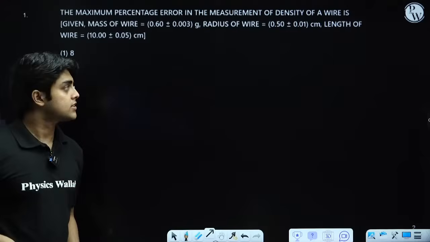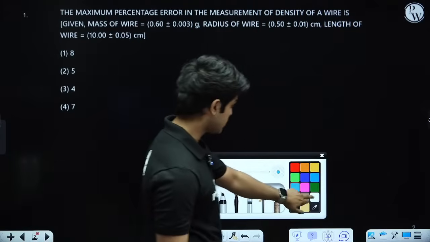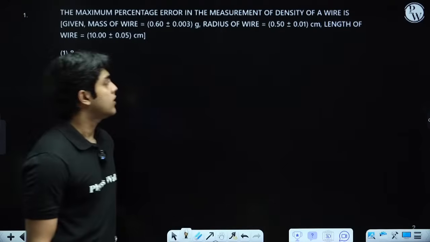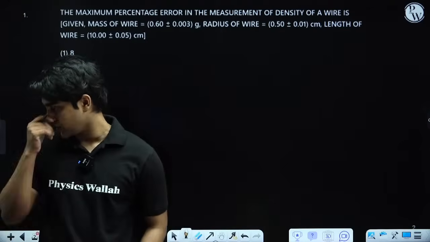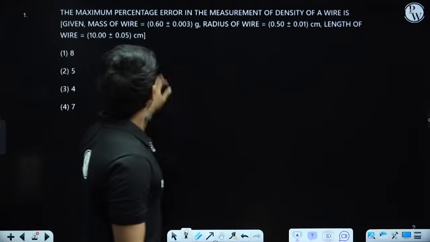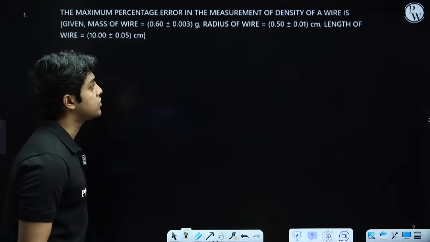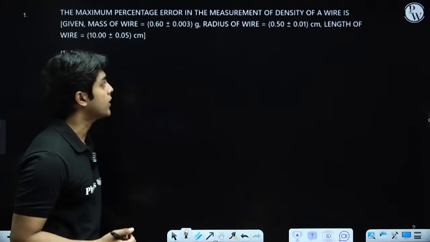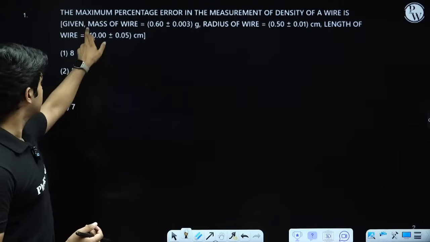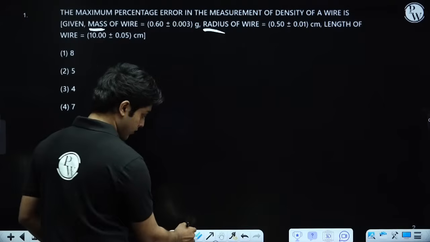I guess we can start right with the first question. The first question is from error analysis. This type of problem is very common nowadays in JEE. The question is to find the error in measurement of density of a wire. What is given to us is the mass of the wire and the radius of the wire. This is a cylindrical wire.